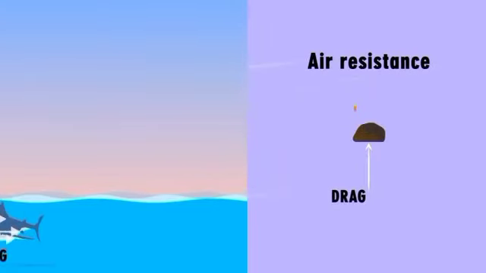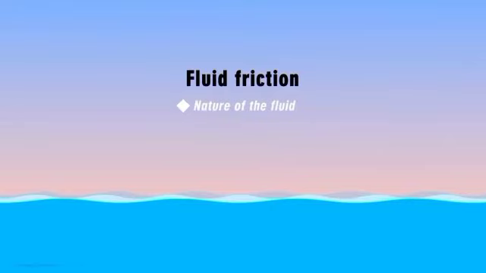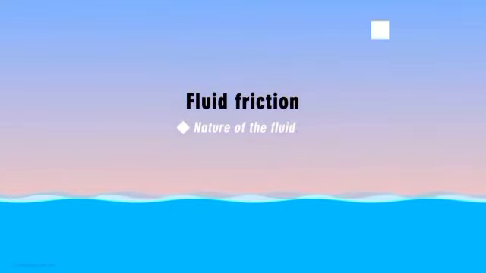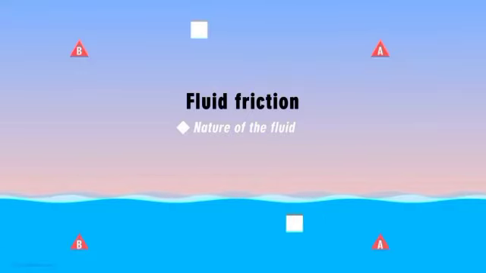What does fluid friction depend on? Let's talk about the first obvious factor, the nature of the fluid. To understand this point, you just need to answer a simple question. An object moves from point A to B through air, and in the second case, a similar object travels from A to B through water. Which object do you think encounters more resistance? Clearly, it will be the water, right?